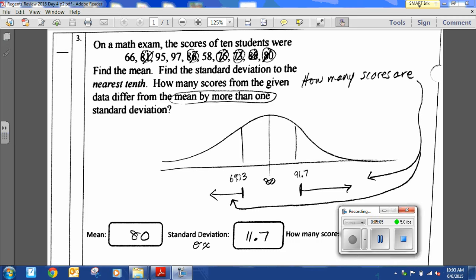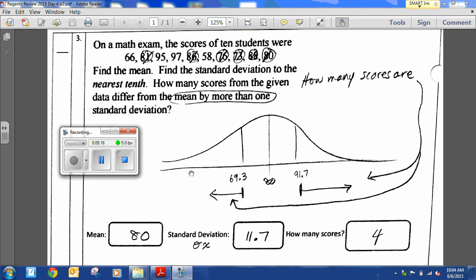That's a mistake right there. 68.3. So we go through, we say 81 is between them, I'm not going to count that. 86 is between them, not going to count that, not going to count that, or that. And that leaves 1, 2, 3, 4 scores, and there is your solution.